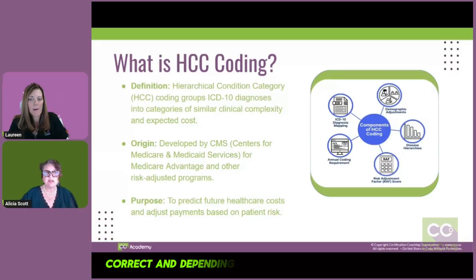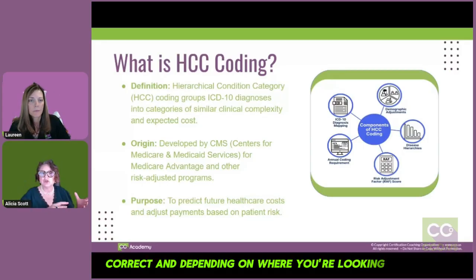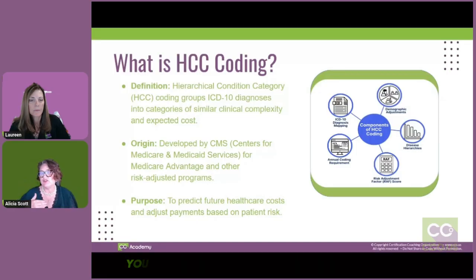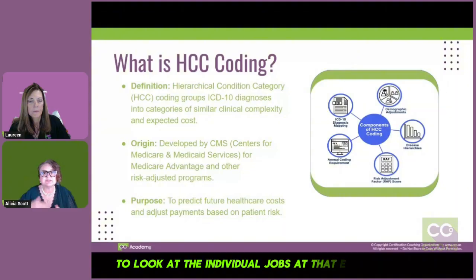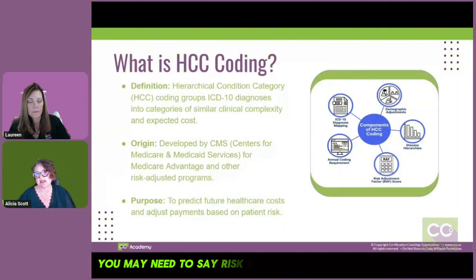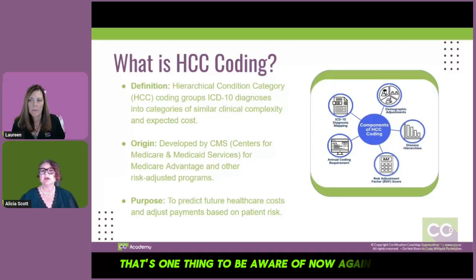Correct. And depending on where you're looking, if you were just to Google it, you might get, say, a facility or an entity, an MA plan or something. But when you go in to look at the individual jobs of that entity, you may need to say risk adjustment, or vice versa. So that's one thing to be aware of. Now, again, it's a budget.